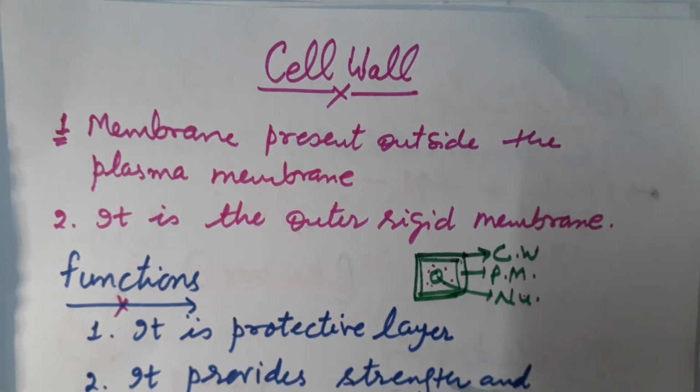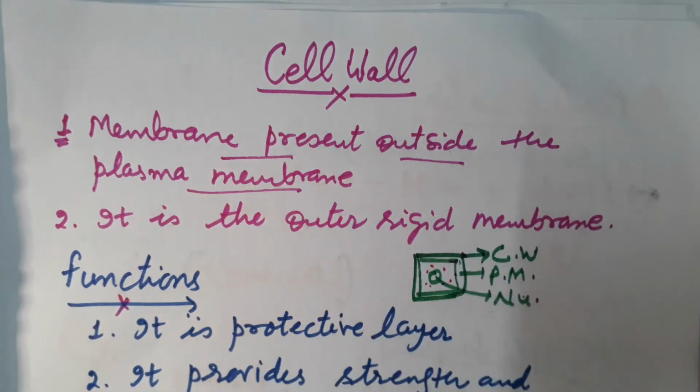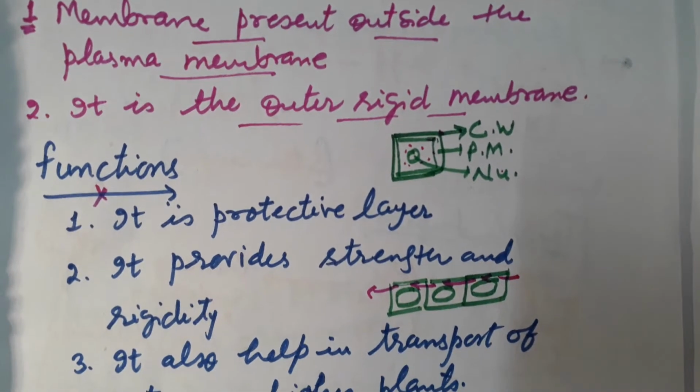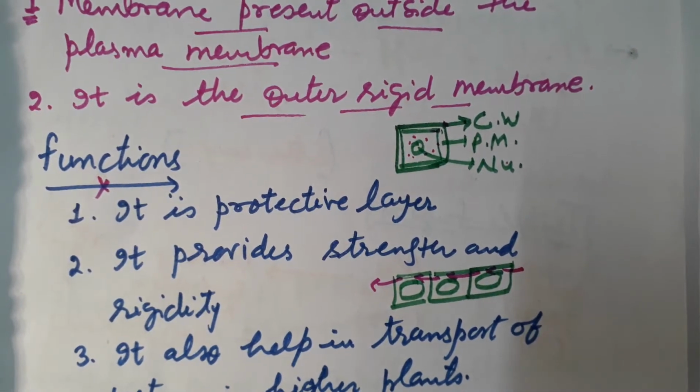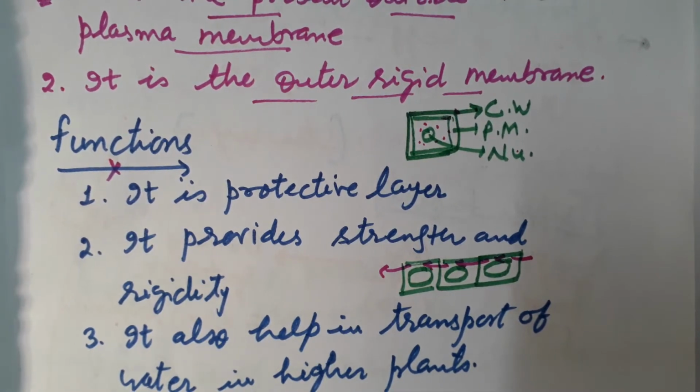So what we are observing here: a membrane present outside the plasma membrane. Plasma membrane के बाहर एक covering present है जिसको हमने क्या कहा है, cell wall कहा है. तो cell wall is the membrane present outside the plasma membrane. It is the outer rigid membrane. What kind of function does it perform in a cell? It is a protective layer, as it is present in the outermost boundary of the cell. It provides strength and rigidity to the cell.